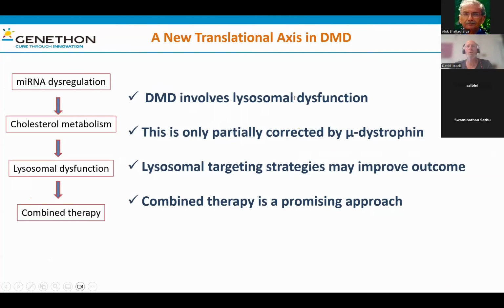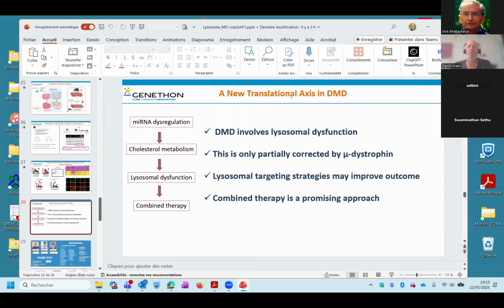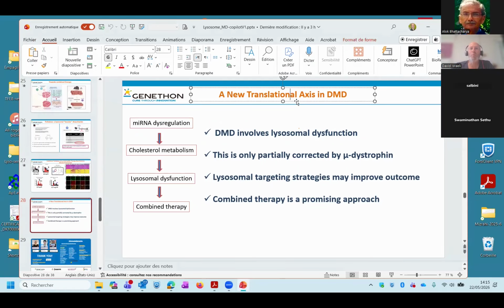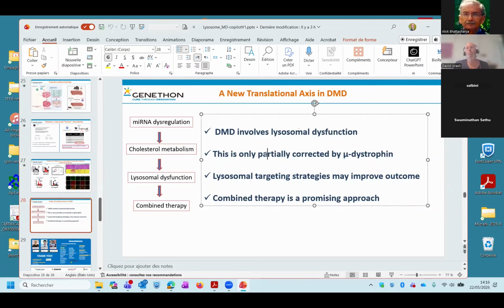This is almost the end. The bottom line, the message of this presentation, is that we possibly identify a new translation axis in Duchenne muscular dystrophy. We believe that DMD involves lysosomal dysfunction, something that was underappreciated or completely overlooked. With the gene therapies that we have today in Duchenne muscular dystrophy, which is partial with a microdystrophin, we don't get complete restoration of lysosomal damage. We showed that with a lysosomal targeting strategy, you can improve the therapeutic outcome. And we think that combined therapy is a promising approach for treatment.